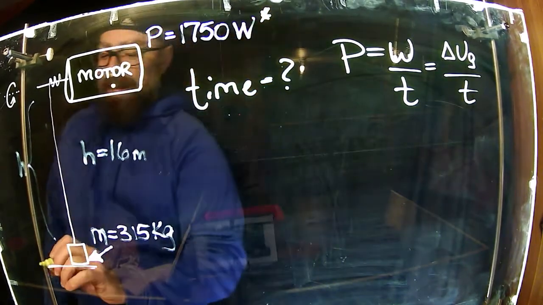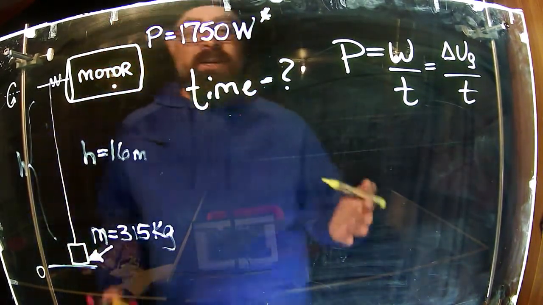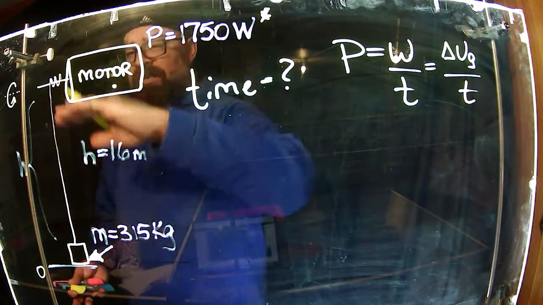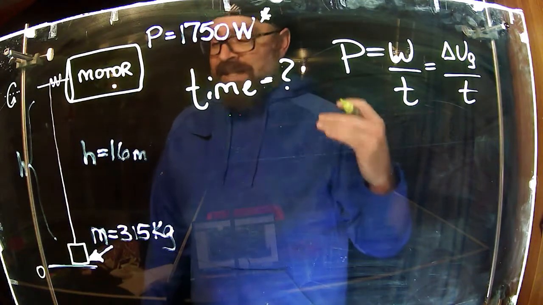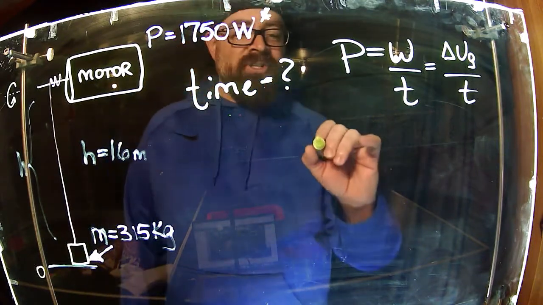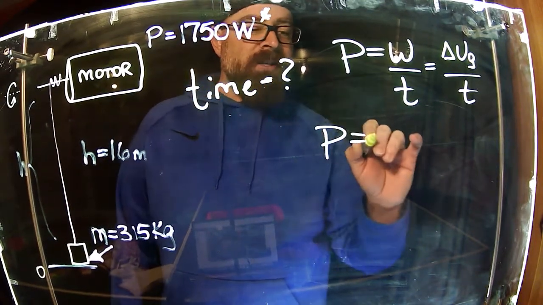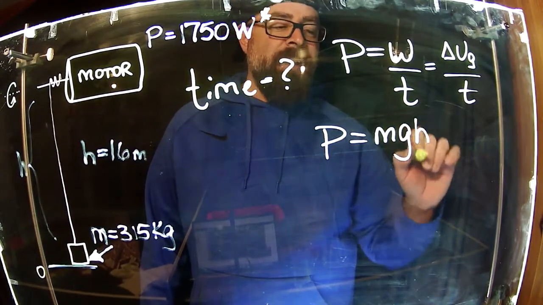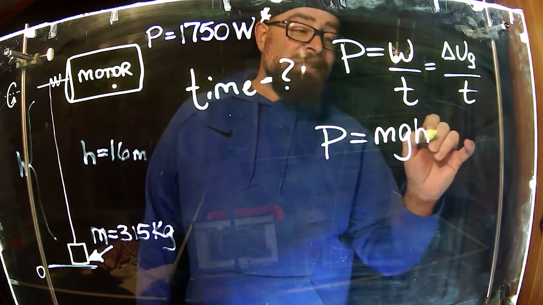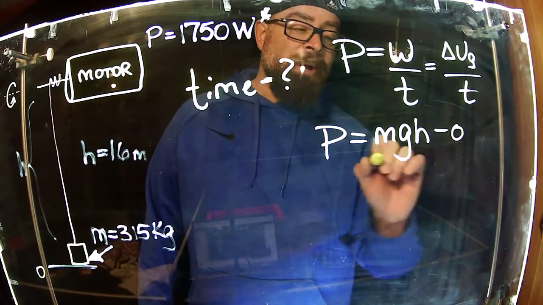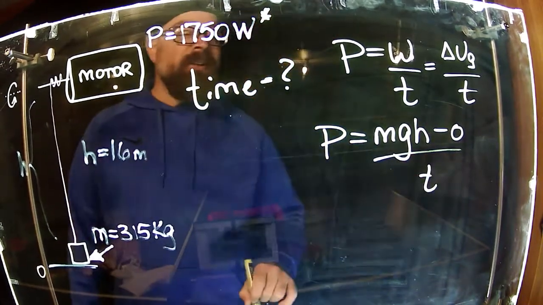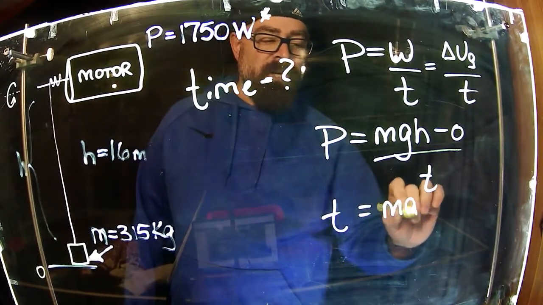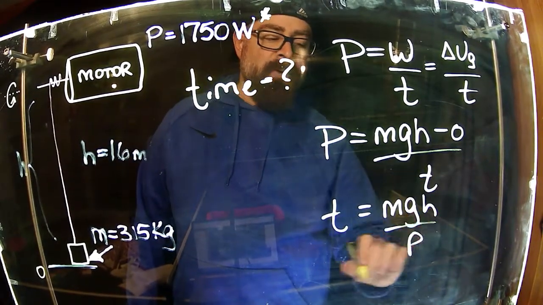And if I call the ground my reference plane or position 0, then the change in gravitational potential energy is going to be the final minus the initial, where the initial is 0. So this just becomes power equals my final gravitational potential energy, which I can write as mgh, technically minus my initial potential energy, which is 0, divided by time. I'm solving this for time, so it's going to be mgh divided by the rated power in watts.